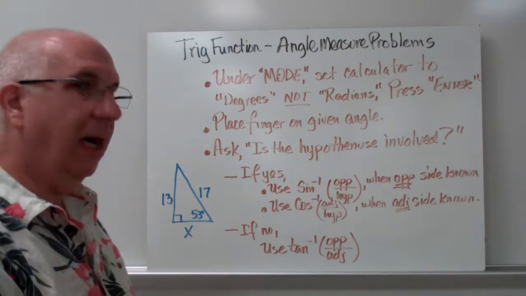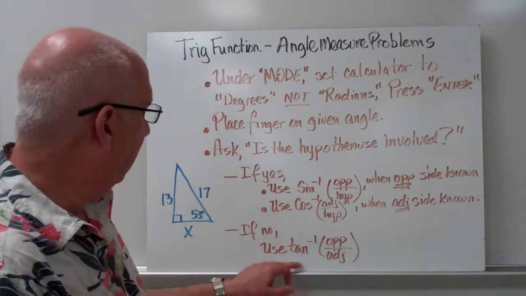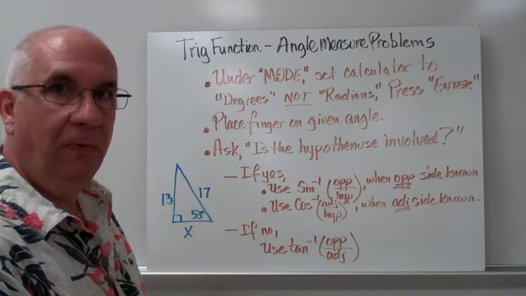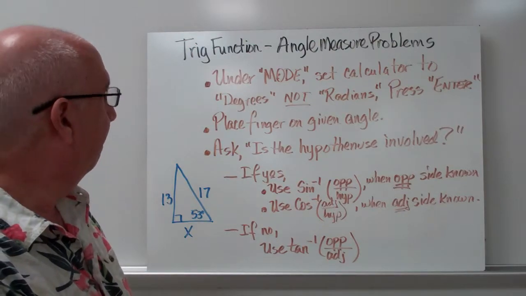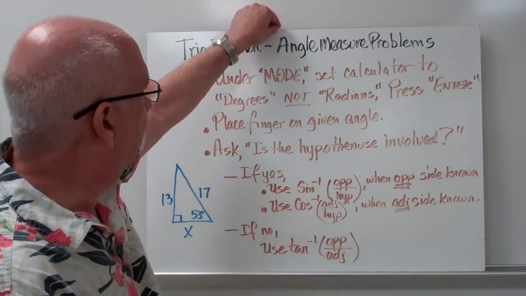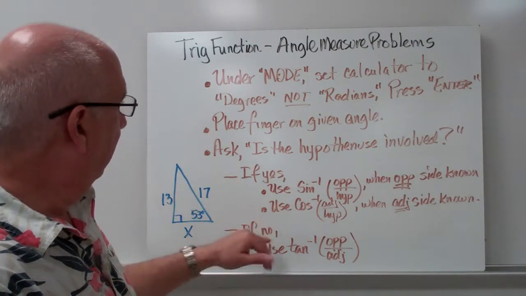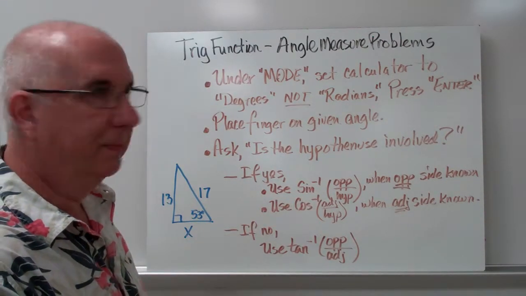If the answer is no, the hypotenuse is not involved, then we will use tangent inverse, which is opposite over adjacent. The difference is we are using a second function for the inverse.